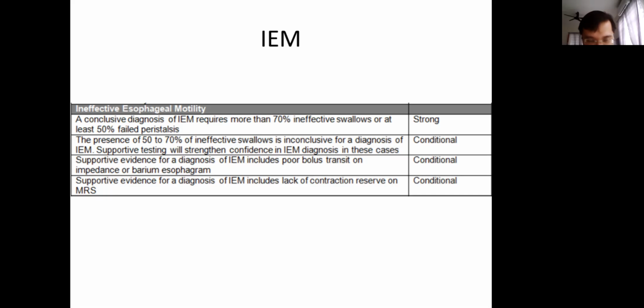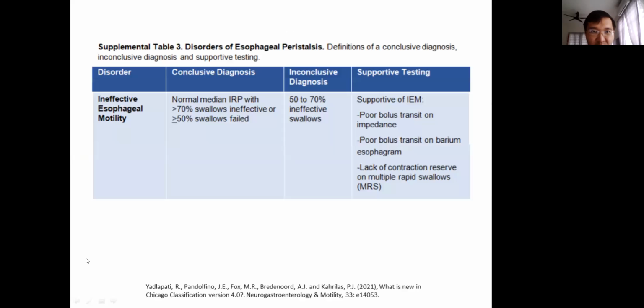And if available, then supportive evidence from a barium swallow showing a poor bolus transit. And of course, they included the provocative testing criteria, which is multiple rapid swallow, something which we have been doing all this while in USM, to demonstrate a lack of contractile reserve present in these patients. So conclusive diagnosis is more than 70%, which can be either fragmented or weak. And inconclusive is sometimes when you get 50 to 70%.